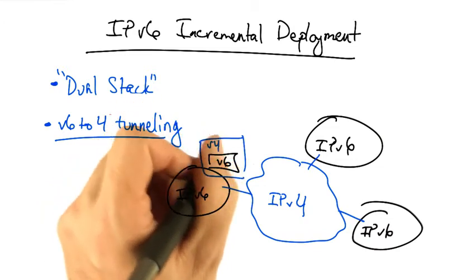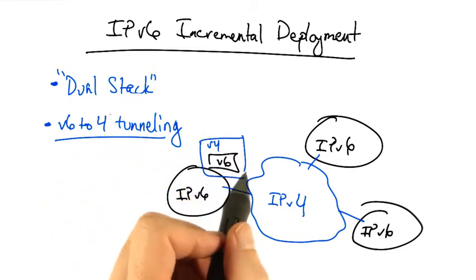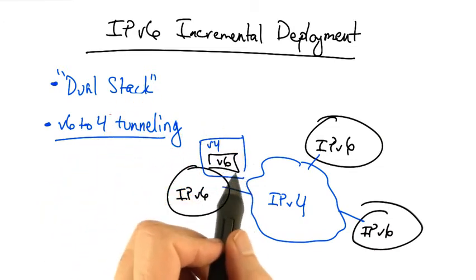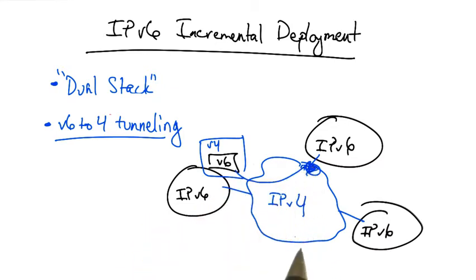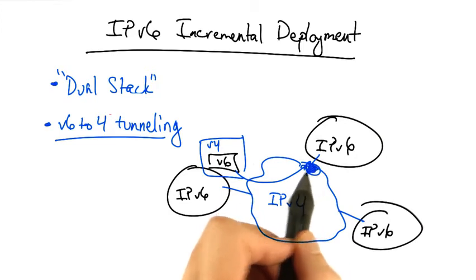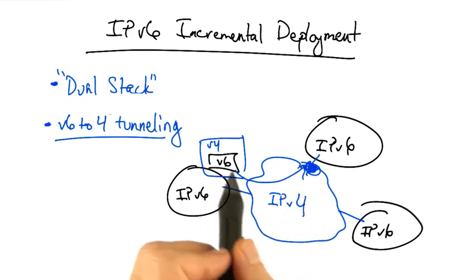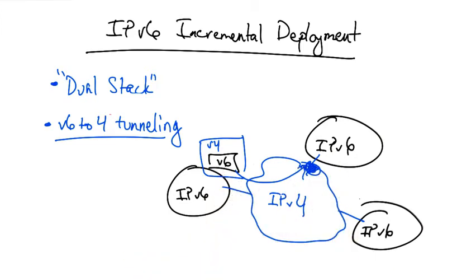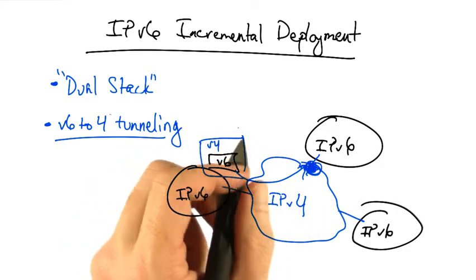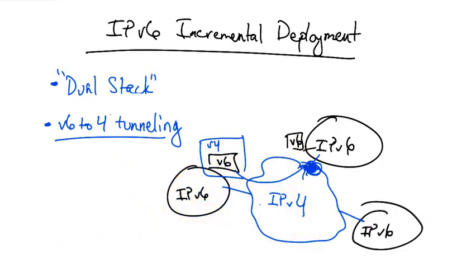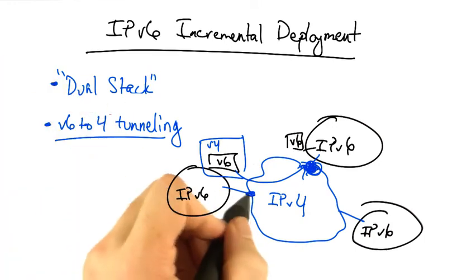In 6-to-4 tunneling, a v6 packet is encapsulated in a v4 packet. Now that v4 packet is routed to a particular v4 to v6 gateway corresponding to the v6 address that lies behind that gateway, and at this point, the outer layer of encapsulation can be stripped and the v6 packet can be sent to its destination.